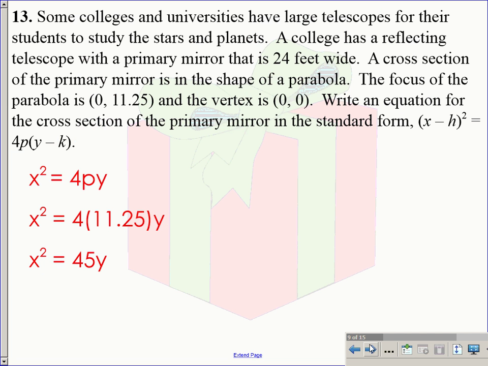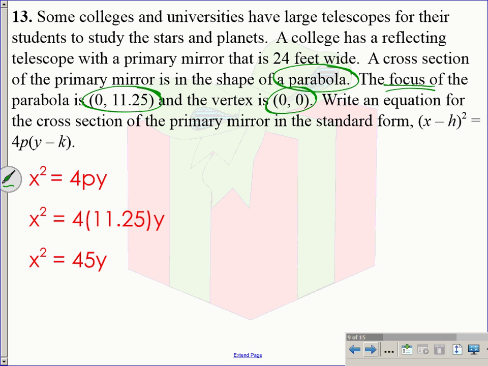Number 13 says some colleges and universities have large telescopes for their students to study the stars and planets. A college has a reflecting telescope with a primary mirror that is 24 feet wide. A cross-section of the primary mirror is in the shape of a parabola. Here's our first piece of useful information. It says the focus, that's important, of the parabola is 0, 11.25, and the vertex is 0, 0.